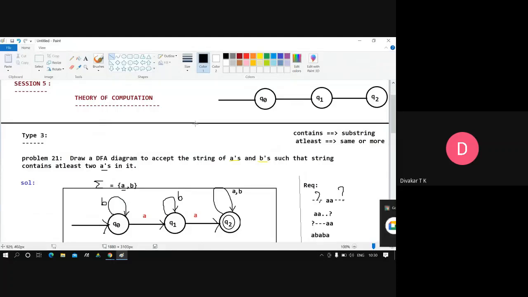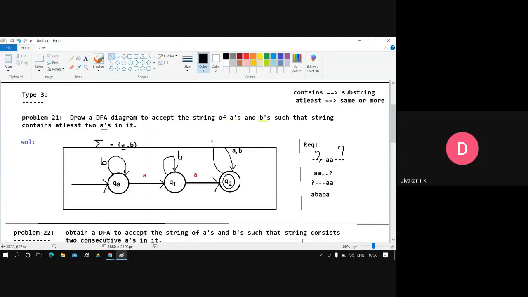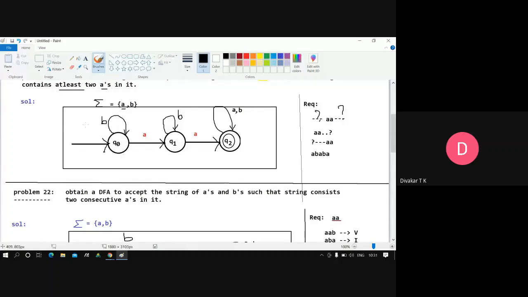In session number 5 today we started with type number 3 problems. In type number 3 problems, we are seeing at least 2 A's in it. At least meaning at least 2 A's, at least 3 A's, at least 4 A's, at least 1 A, like that. At least means the same or more. Contains means it's like a substring. We are seeing all the types of problems, like starting with, ending with, and substring. So this is the solution we got for at least 2 A's.